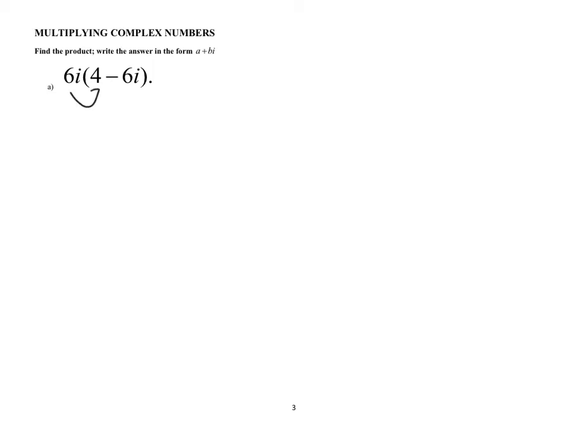Okay, what about if we are told to multiply them? So here we just distribute. So we get 24i minus 36. See, we have i squared.